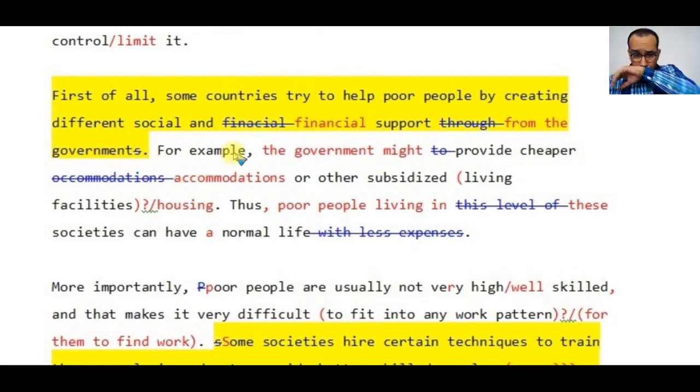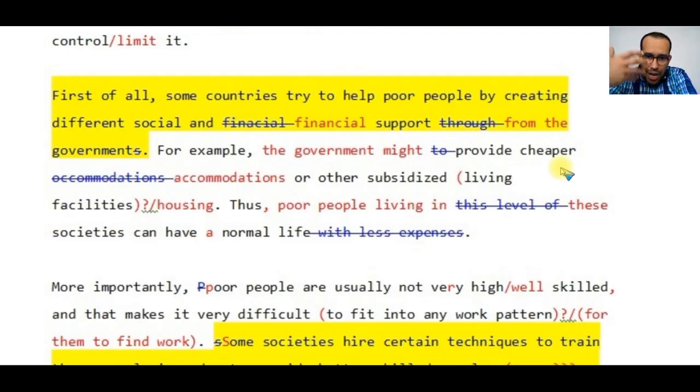For example, what the student has written is "to provide cheaper accommodations or other subsidized living facilities." There are so many different problems with this sentence. The first, the one that is striking, is that it is a fragment. If we try to identify the subject, the verb, and the complementation of the sentence, we're going to find that there is no tensed verb.